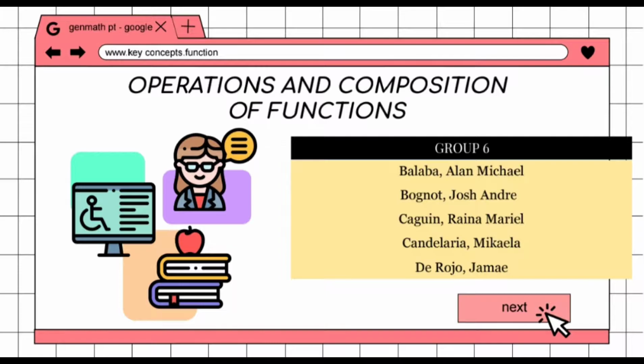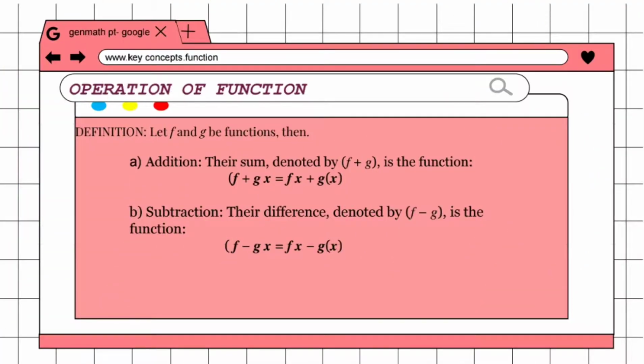First, let us have a brief introduction of our first topic, the operation of functions. So let's have a little recap about the lessons that were discussed in the past lessons. We all know that a function is a relation if each element of our input value is related to only one output value. And just like numbers and polynomials, we can also add, subtract, multiply, and divide functions, which result in a new function. As I have said earlier, functions can be added, subtracted, multiplied, and divided.